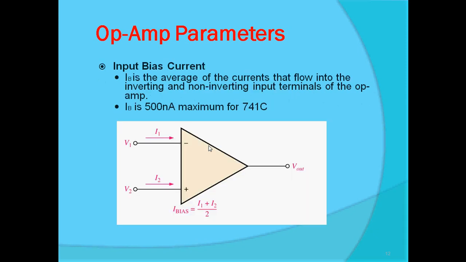Input bias current is the average current flowing into the input terminals, or we can define it as the average of the currents that flow into the inverting and non-inverting input terminals of the op amp. The maximum value of input bias current is 500 nanoampere for the 741C IC, which is a very small input current. We can see here, because of V1 and V2 voltage sources, some currents I1 and I2 flow into the input terminals. So my input bias current is the average of the input currents flowing in.